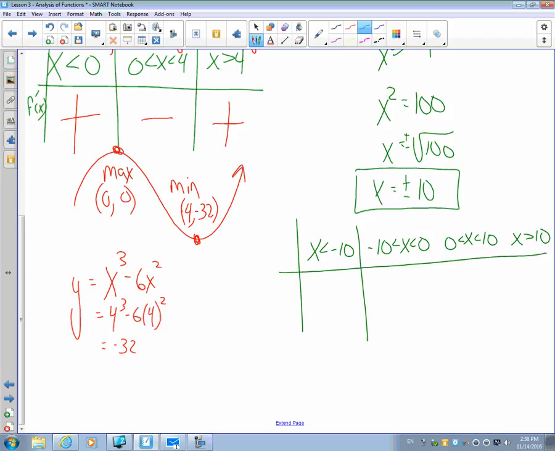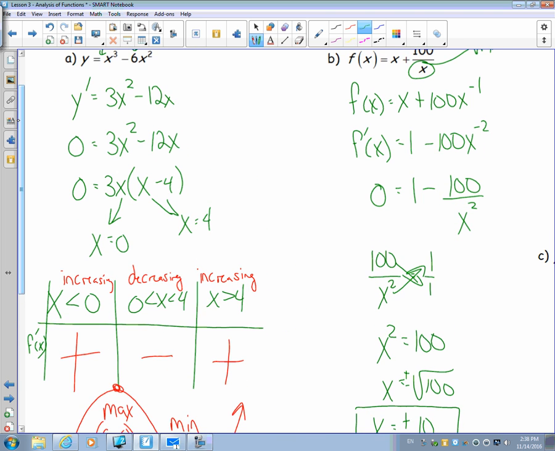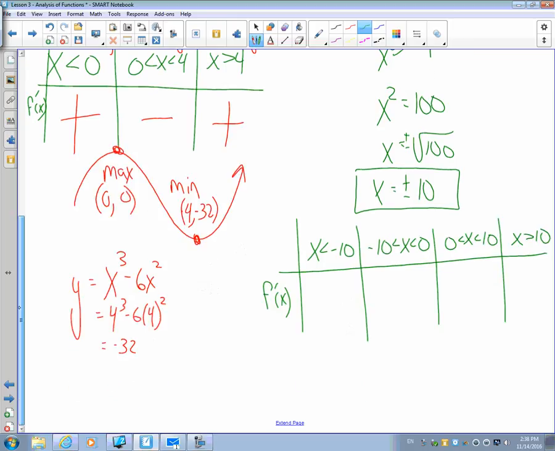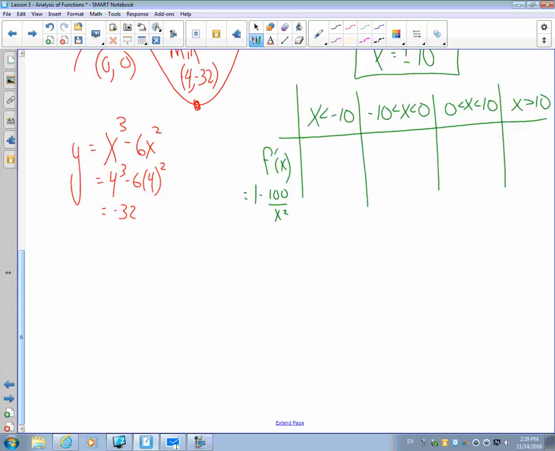For my derivative, just to write that down again so it's somewhere close by where we can see it, it's 1 minus 100 over x squared. So let's see what happens when we pick a number less than negative 10. Try negative 11. Well, if I try that, I get 1 minus 100 over 121. Right, just the first one here, 1 minus 100 over negative 11 squared. Well, that's going to give me a positive value. There's an increasing region there.